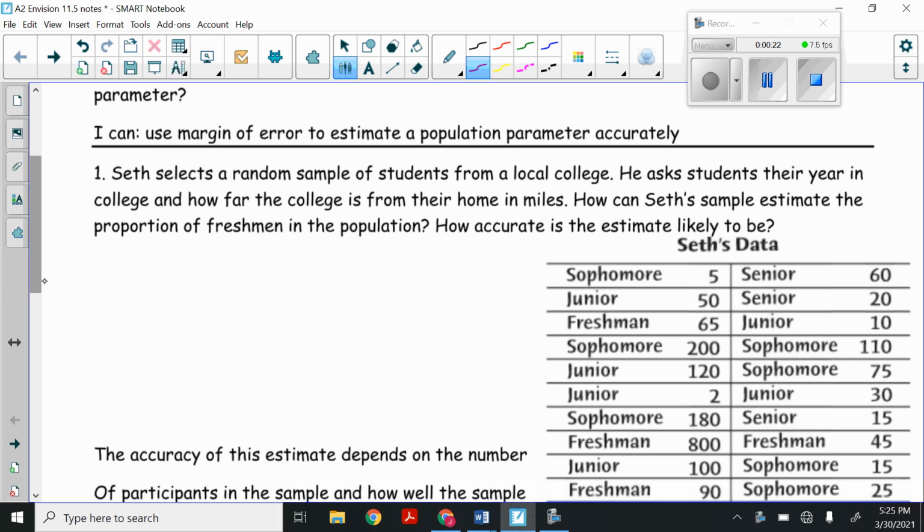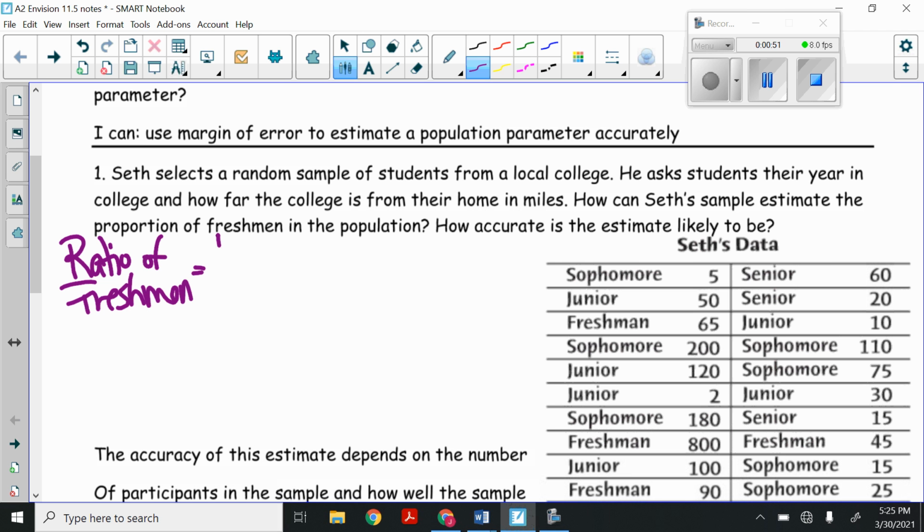So number 1, it says Seth selects a random sample of students from a local college. He asks students their year in college and how far the college is from their home in miles. How can Seth's sample estimate the proportion of freshmen in the population? And then how accurate is the estimate likely to be? So we want to get the ratio of the freshmen.